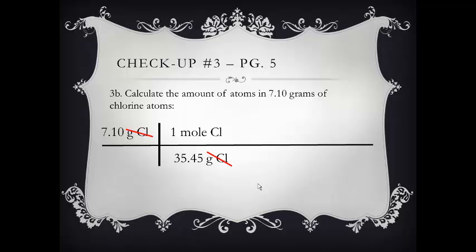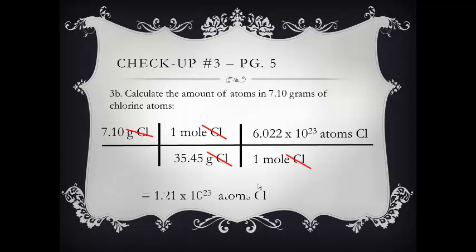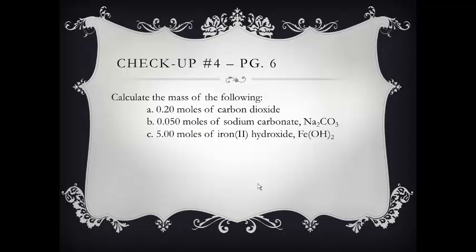So now we're in mole land. Great. Yay, moles. We're having fun. Like, man, I really want to get to Avogadroville. So that means you need to use Avogadro's number. Since moles is your unit, you need moles on the bottom. And you know from Avogadro's number, it's 6.02 times 10 to the 23 atoms of chlorine. So moles cancel out because they're diagonal from each other, and you're left with atoms. Do a little multiplication, do a little division, and you get 1.21 times 10 to the 23 atoms of chlorine.